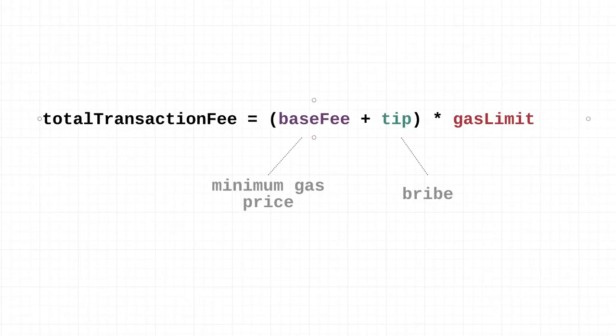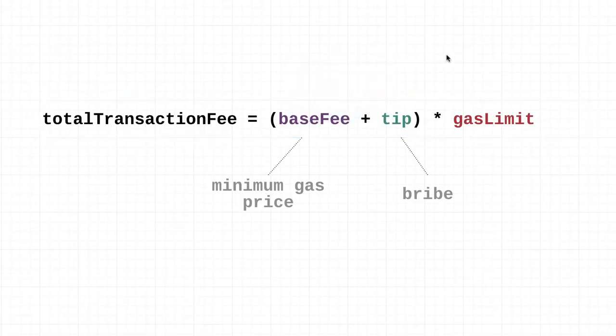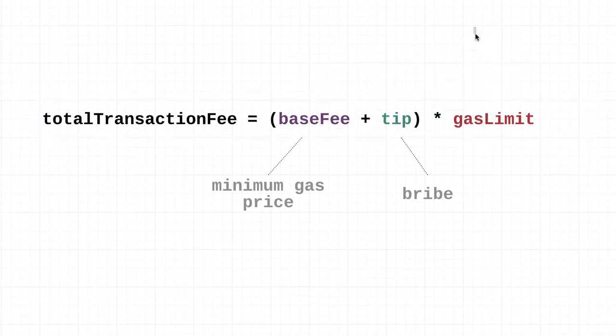Now, to calculate the total transaction fee, you take both of these and you add them together, and then you multiply it by the gas limit. Now, this gas limit is just identical to before. It's just the limit that the user sets. So again, just to wrap everything together, total transaction fee is equal to the sum of the base fee plus the tip multiplied by the gas limit.